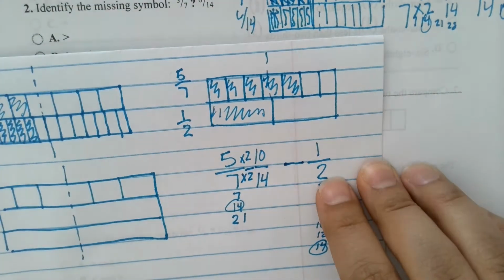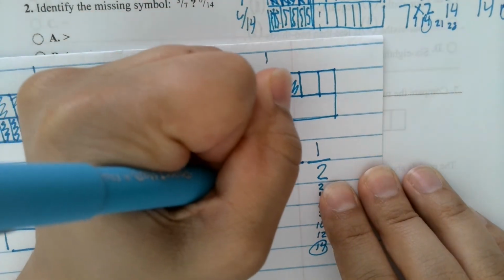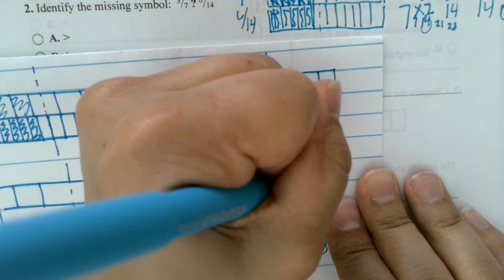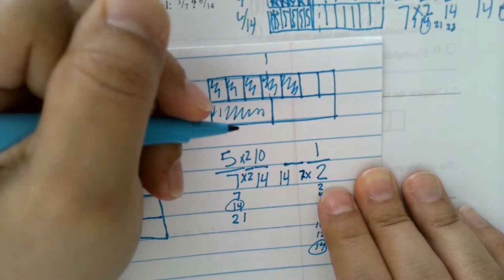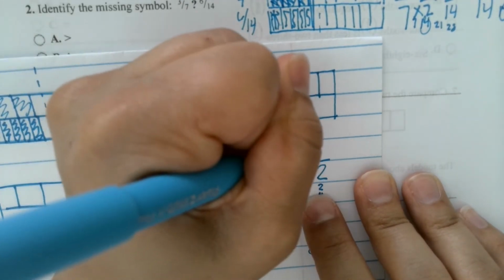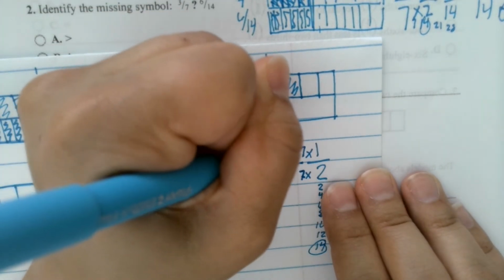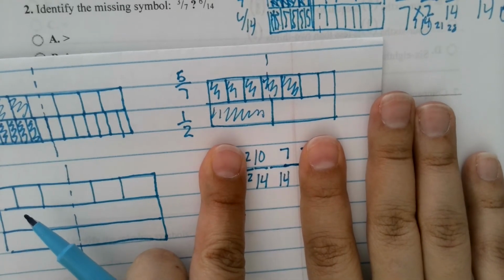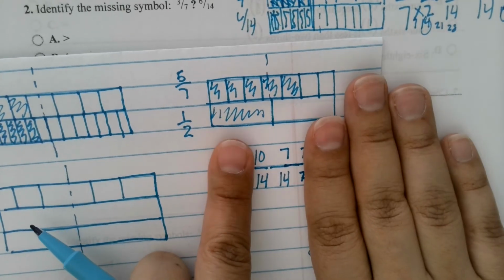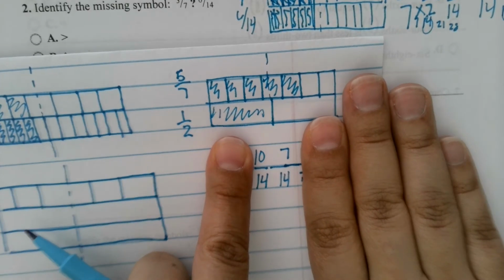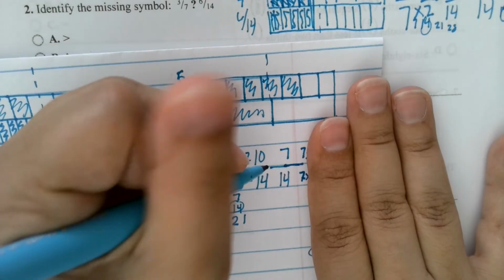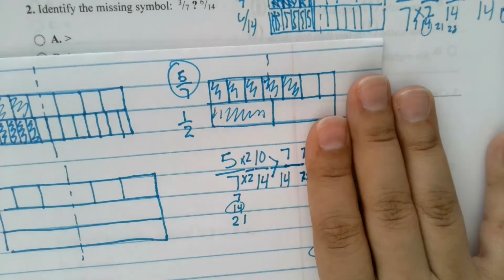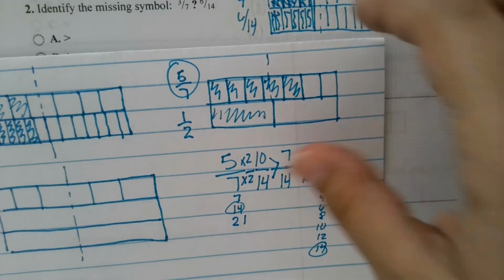If we look at 1/2, we're changing it to 14ths as well. How did I get from 2 to 14? I multiplied by 7. So if I do it to the bottom, I need to multiply the top by 7, and I get 7/14. So here are my new fractions. They both have the same denominator, which makes life easier. 10 is bigger than 7, so I can easily see that 5/7 is greater than 1/2.